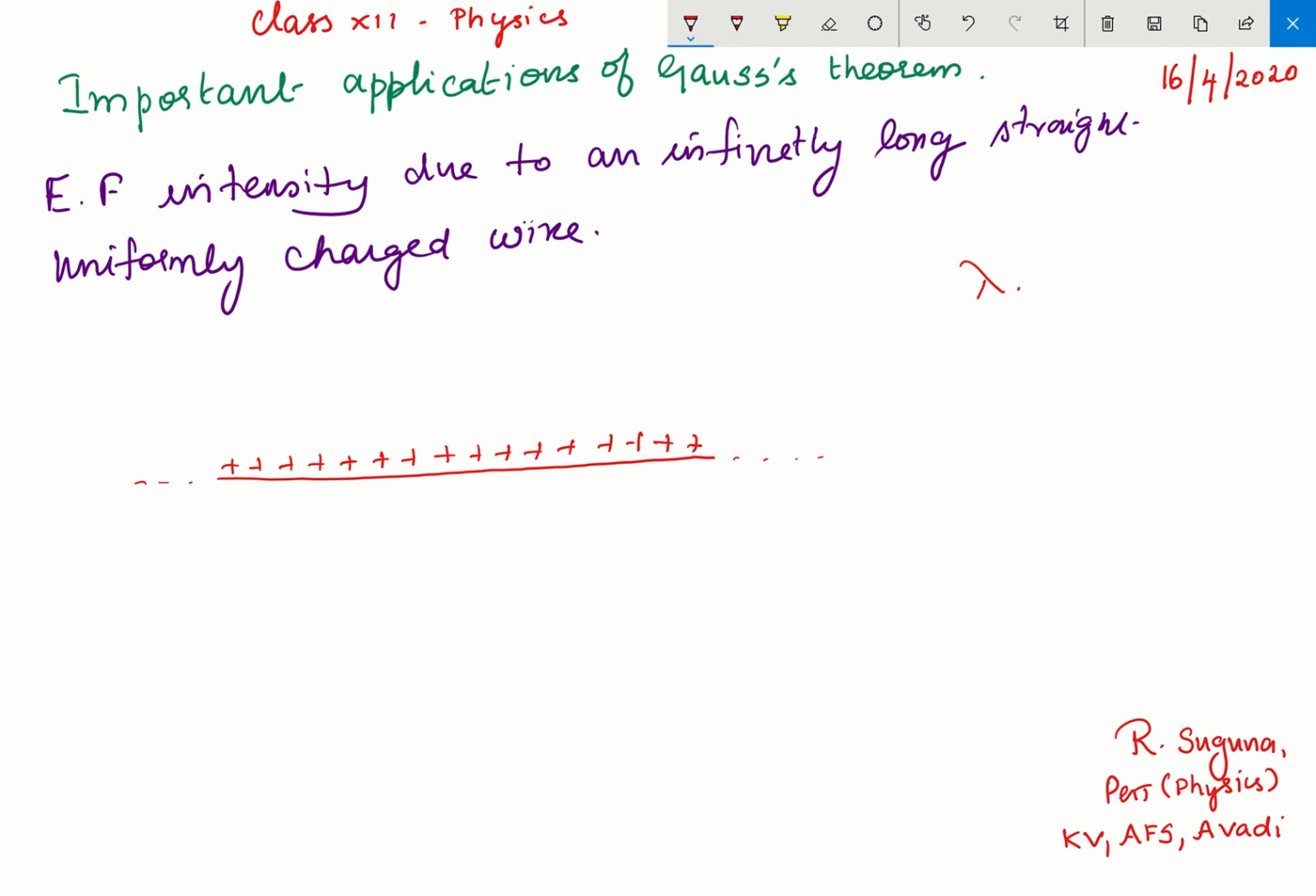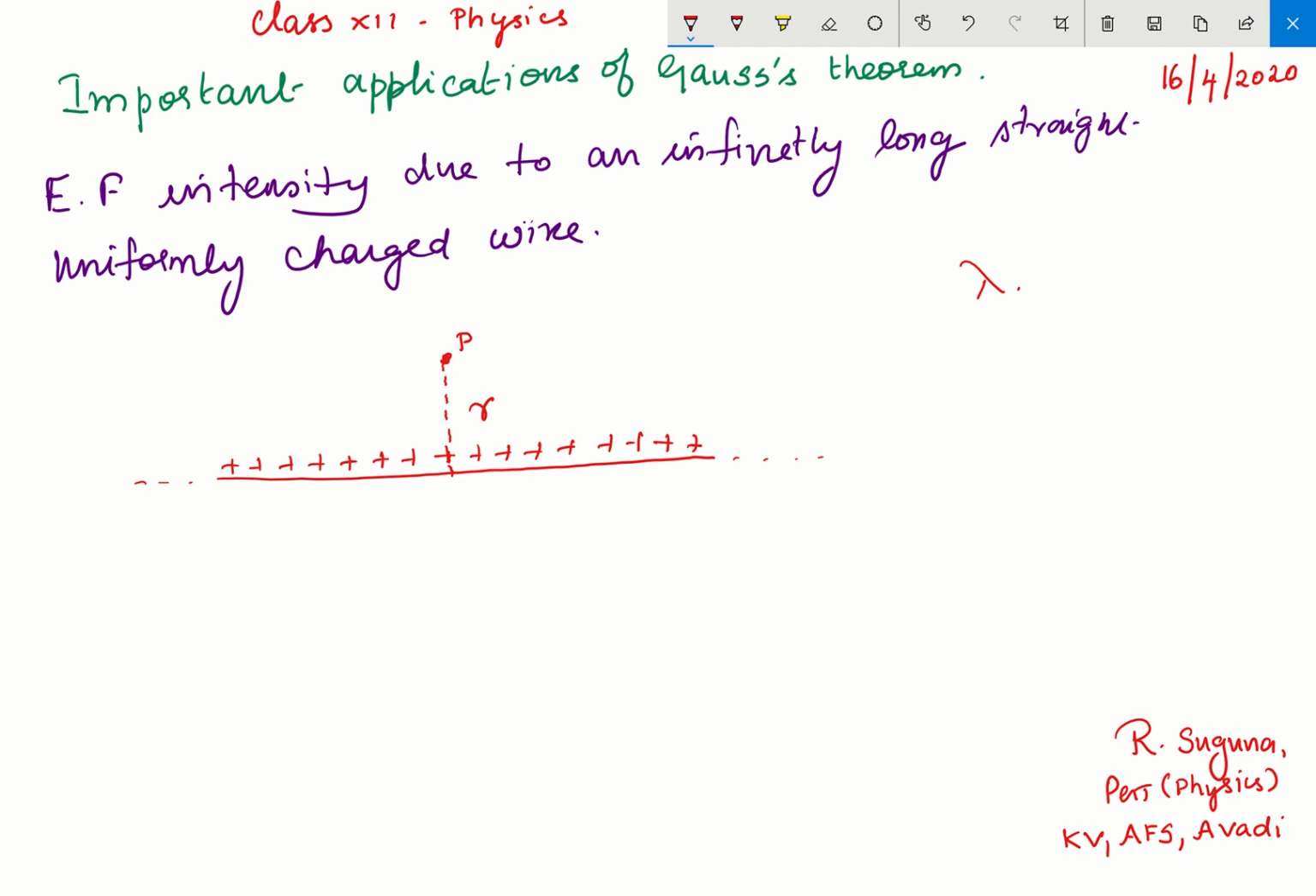Now we are going to find out the electric field due to this long charged wire at a point P. We have to find out both magnitude and direction of the electric field intensity at P. The perpendicular distance of that point from the wire, let that be R. Distance is R. Before going to the magnitude, first we will fix the direction.